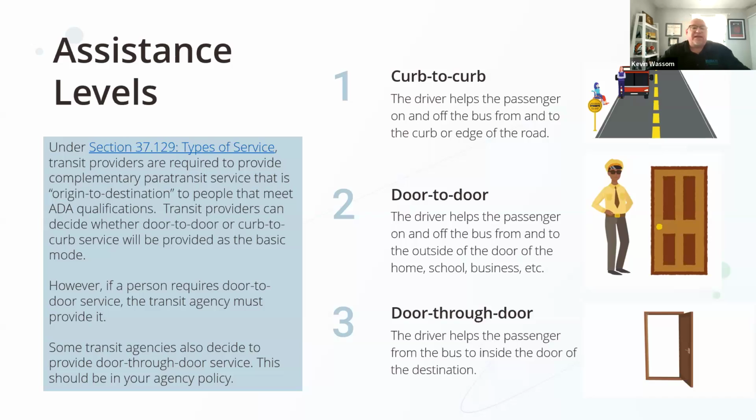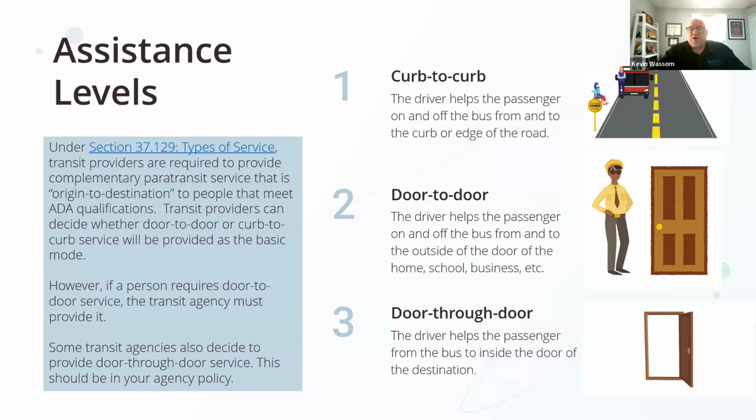That is specifically stated also in section 37.129. Some transit agencies may also decide to provide door-through-door service on a very limited basis. I don't think it's very common, but in some cases it might be appropriate. All of these things want to be specified in an agency policy that's available to the passengers for review.